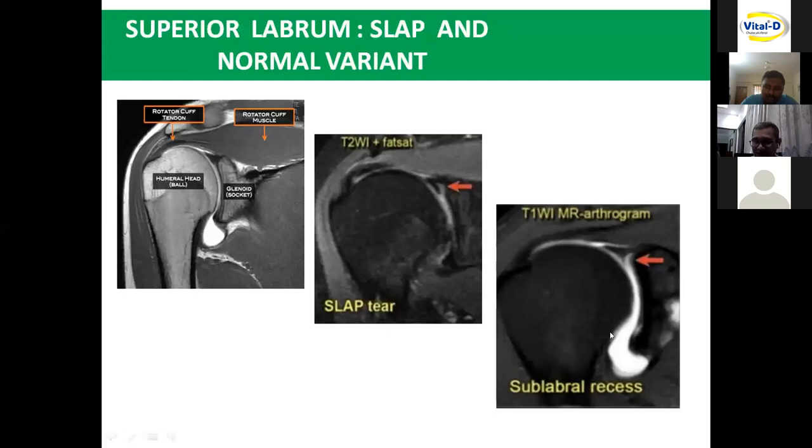You can see there is an axillary pouch as it accumulates the dye. So this is a superior labral tear, SLAP lesion, superior labral anterior posterior tear, and this is a sublabral recess. Sometimes we are confused with this. And this correction should be done with another slide, that is the axial cut.